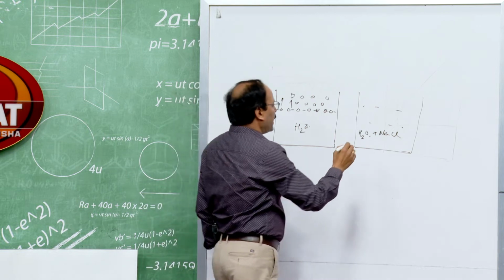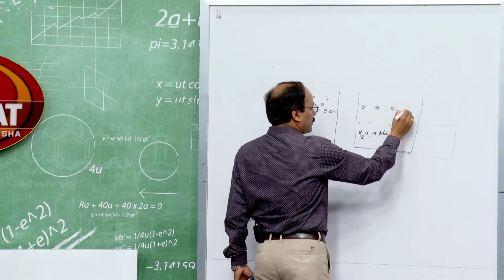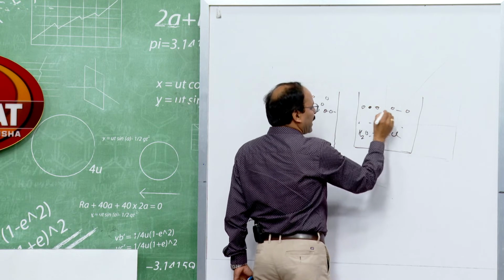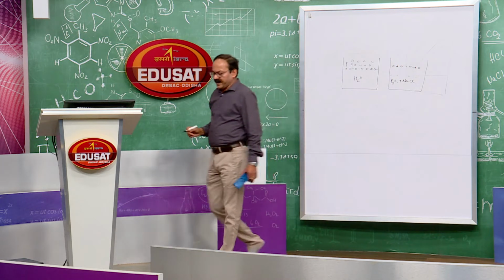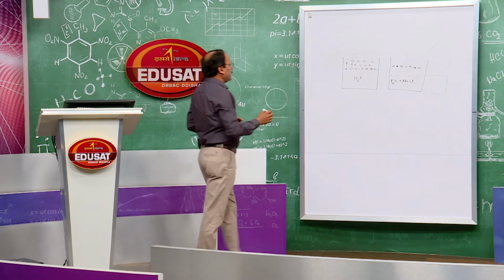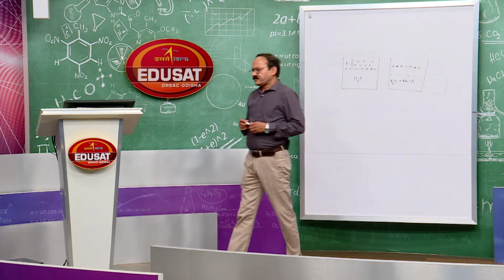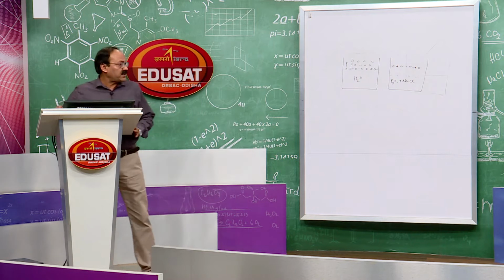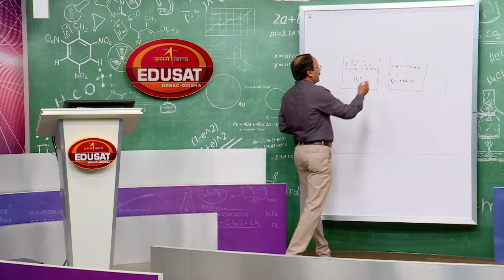But here what happens, some of the space is occupied by the solute particles. Sodium chloride, sodium plus and chloride minus, they will occupy the surface area. As the surface area is less, the number of solvent molecules present is less, so the vapor pressure will decrease, the number of water molecules will be very less.